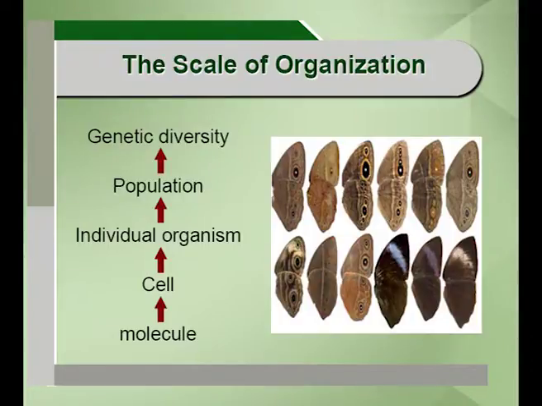If we see the scale of organization as far as genetic diversity is concerned, the smallest unit is atoms. Atoms form the molecule. Several molecules form the cell. The cell is the living unit. Together they form either a multicellular organism or a unicellular organism, giving rise to an individual organism. A group of individuals of a species forms the population, and this makes the genetic diversity. This is the scale of organization: molecule, cell, organism, population and genetic diversity.